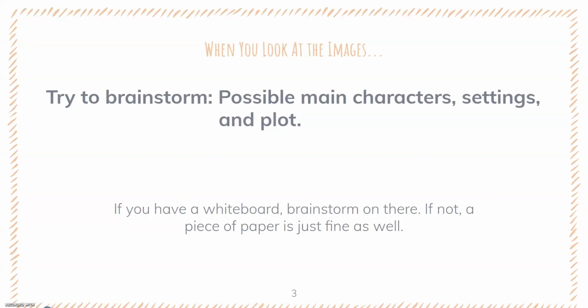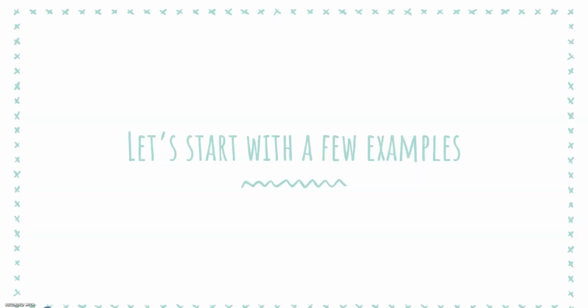All right, so in a second, I'm going to be pulling up some images, and all I want you to do is for one image or maybe two images or maybe all of them, depending on which ones you want to write about, try to brainstorm for each one some possible main characters, settings, and or plot. And if you have a whiteboard, I would recommend brainstorming on there just because it's easier to erase. But if not, a piece of paper works just as fine. All right, so let's start with a few examples.